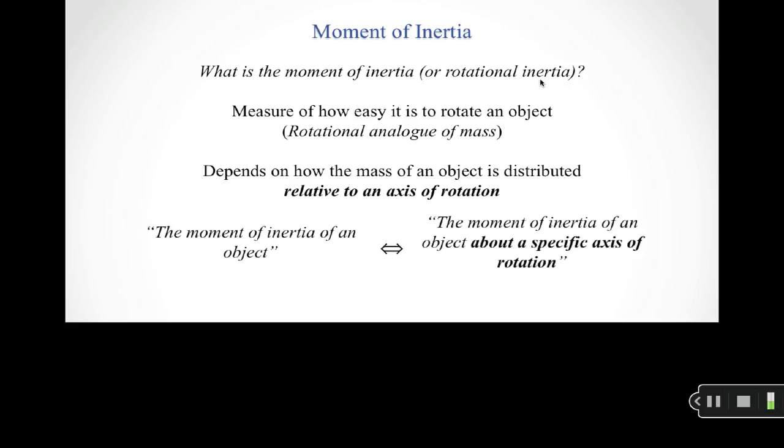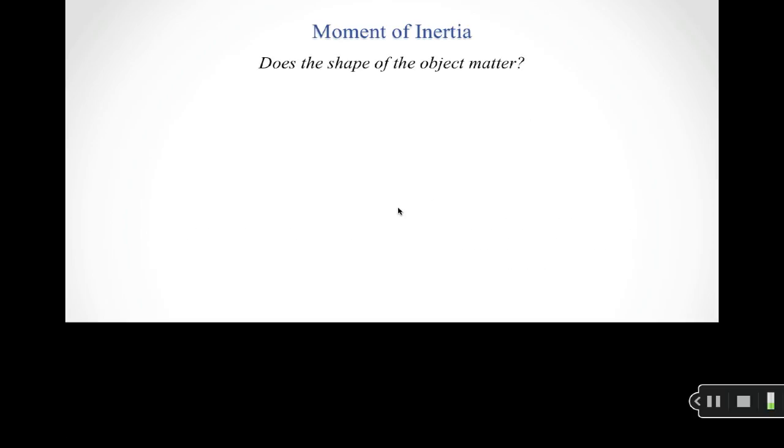So when we say the moment of inertia of an object, what we will always mean, even if we don't explicitly say it, is the moment of inertia of an object about a specific axis of rotation. So the axis of rotation always matters anytime we're talking about the moment of inertia. The moment of inertia cares about the axis that you're trying to get your object to rotate about.